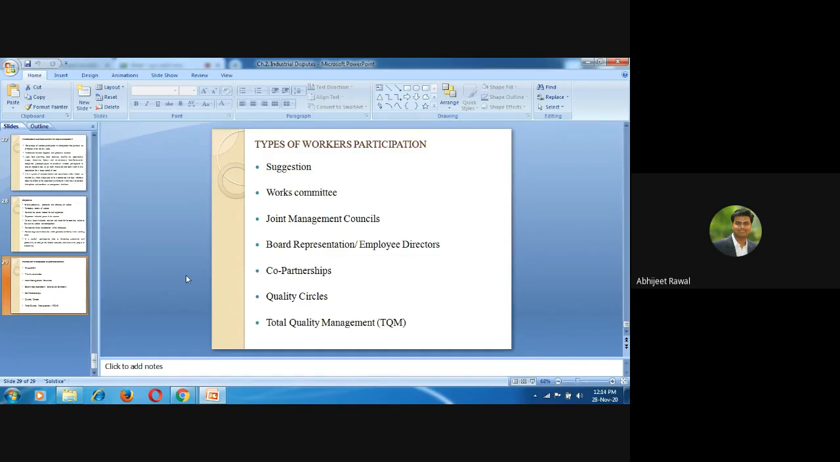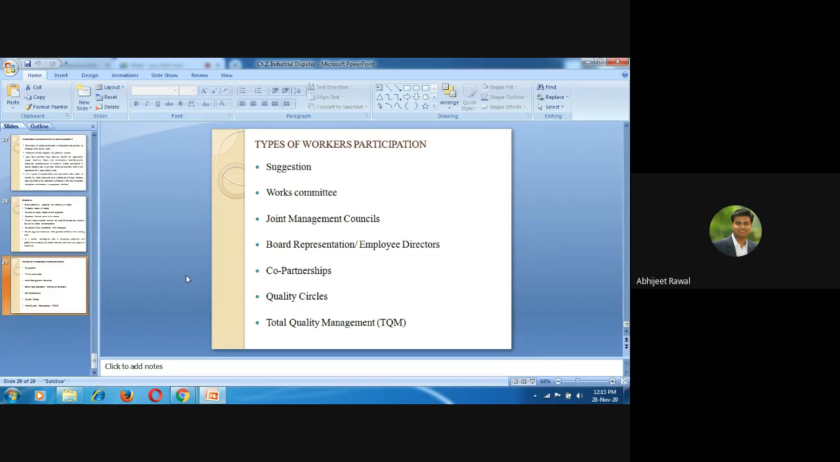These people become the employee directors, or you can say these people enjoy all the rights and privileges which are enjoyed by the other board members in an organization. So whatever decisions are formed, while forming a decision, these employee directors' advice will also be considered.